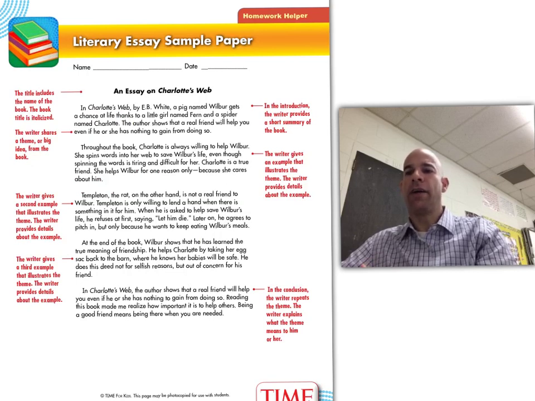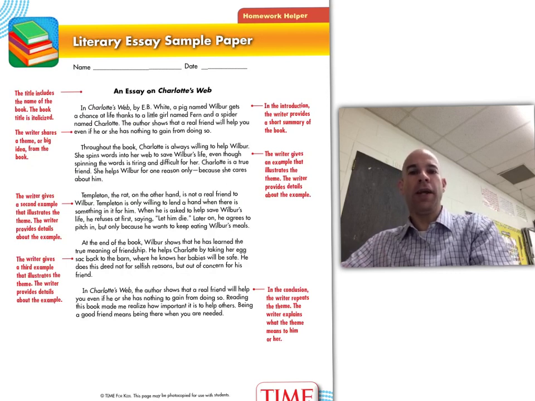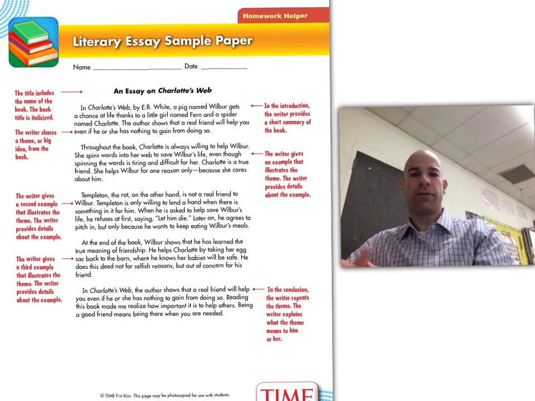Templeton the rat, on the other hand, is not a real friend to Wilbur. So here the writer is doing something that's very interesting. They're finding an example of what it means to not be a good friend. Would that back up my thesis? Yes, because we want to know what it means to be a good friend without having to gain anything from being a good friend. So that was a great piece of evidence. Do you notice how it's a separate paragraph? You have to make sure that you're making a separate paragraph for every piece of evidence that you're providing.